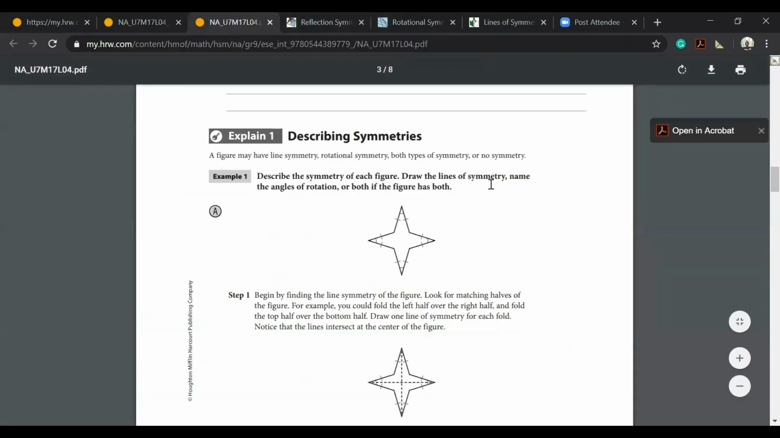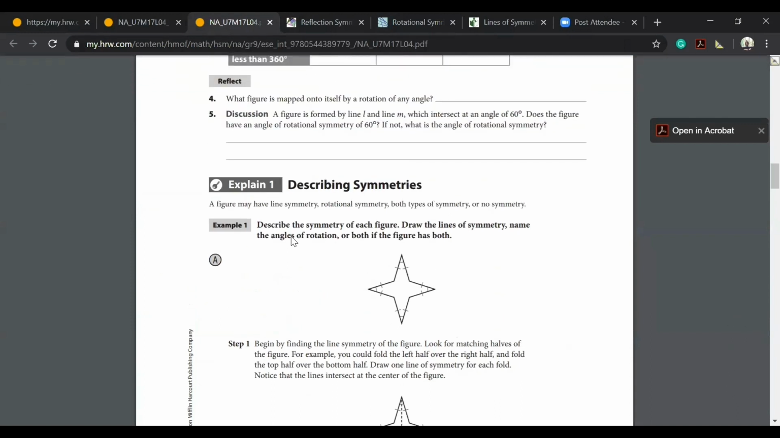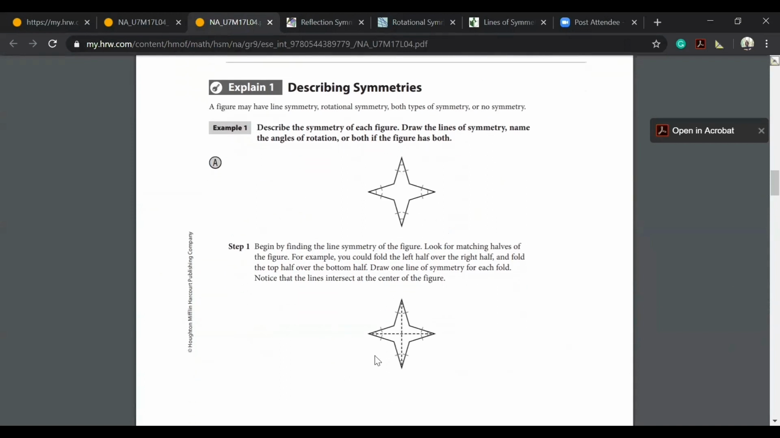Describe the symmetry of each figure, draw the lines of symmetry, name the angles of rotation, or both if the figure has both. Let's do question A together. First of all, does this figure have line symmetry? Yes, it has. It has two equal parts. What if I draw a line in here, exactly in here? Will they fold together? They will be exactly two equal halves. This part will be exactly like this part. What about the line of symmetry in between? Again, the upper part will be exactly like the lower part.